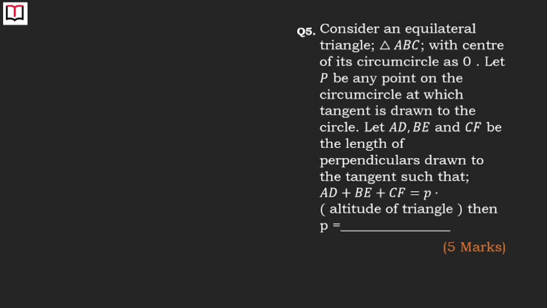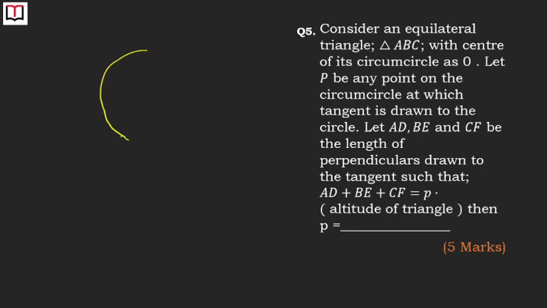So students, now here we are with our next question. As the statement goes, consider an equilateral triangle ABC with center of its circumcircle at O. Okay. So let's consider a circumcircle. So if I have to draw the figure, I will draw the circle first.